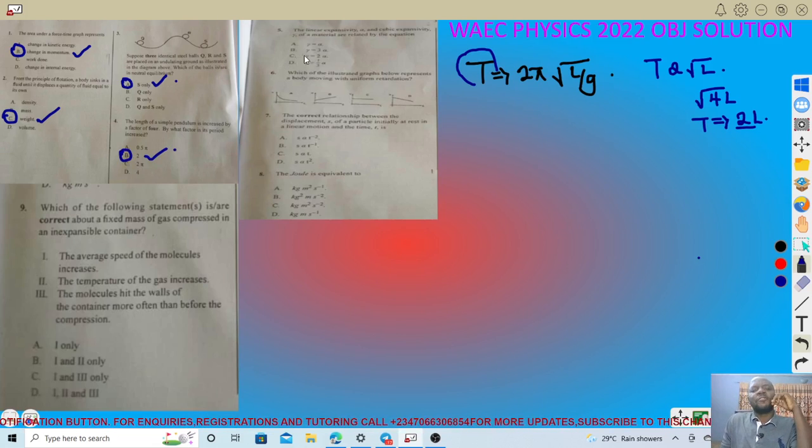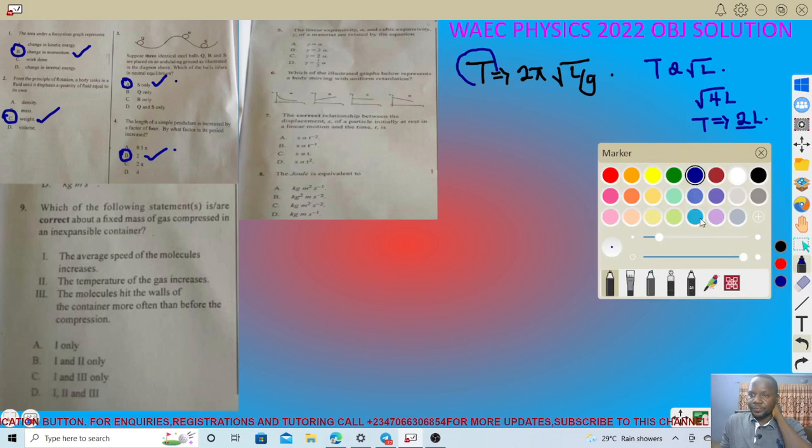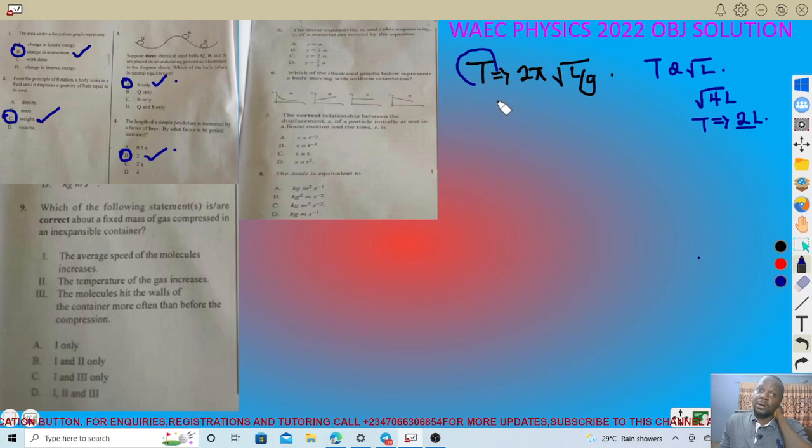The next is 5. The linear expansivity alpha and the cubic expansivity gamma for a material are related by this. Direct question on mechanical property of matter. We have talked about that. Under property of matter, we've talked about linear, superficial, and cubic expansivity. So directly we can say gamma, which is cubic expansivity, is equal to 3 times alpha, the linear one, which is the relationship we have set, which I believe you will definitely get, and this makes B valid.